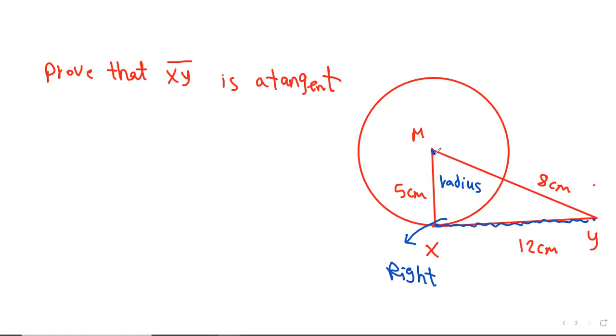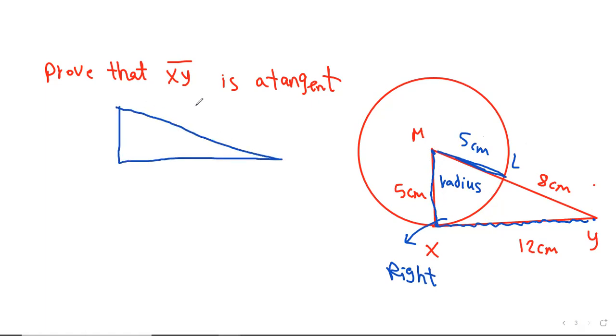So here we have MX equals 5 centimeters. This side here, the radius ML, is the same. It will be 5 centimeters. Let's have a look at this triangle, MXY. In this triangle, we have 13 centimeters here, 5 here, and 12 here. So let's check whether this triangle is right-angled or not by squaring the hypotenuse, MY, to the power of 2.